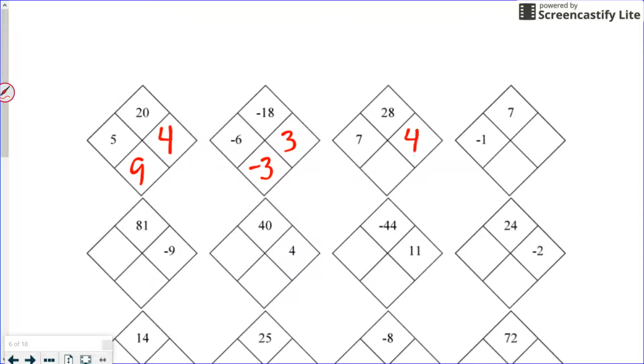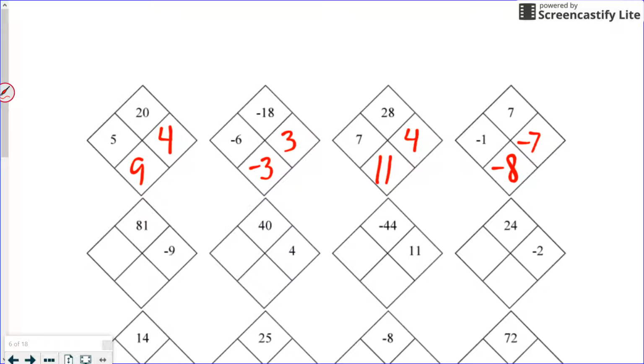7 times 4 would be 28. 7 plus 4 is 11. Negative 1 times 7 would be negative 7. So I need another negative. So negative times negative is positive. 1 times 7 is 7. And then negative 1 minus 7, that would be negative 8. Again, you owe me $1, you can borrow $7 more. Now you owe me $8.